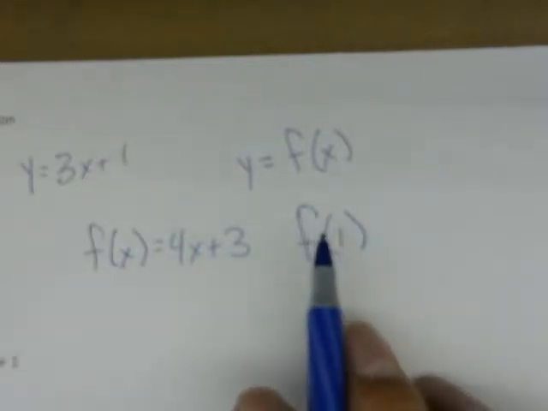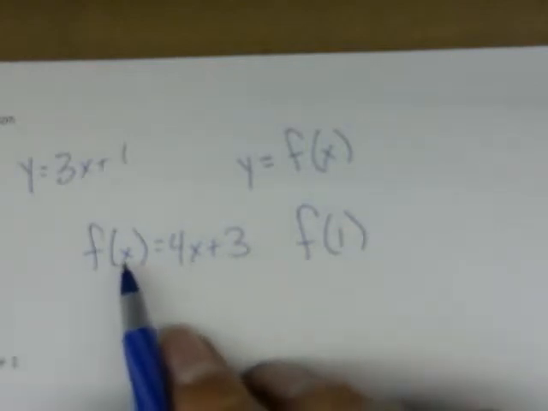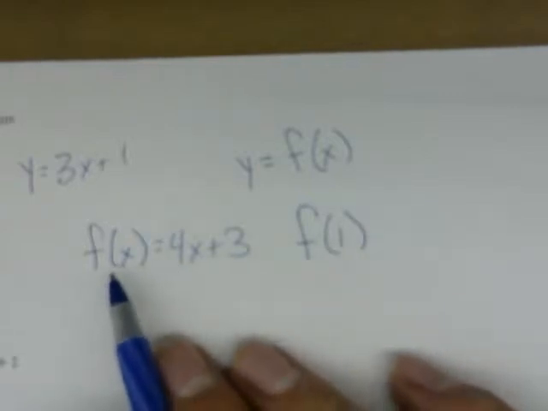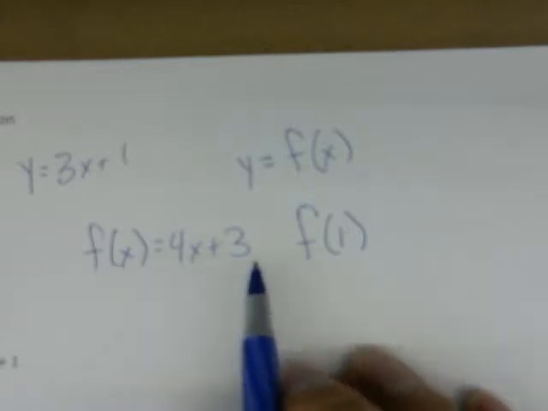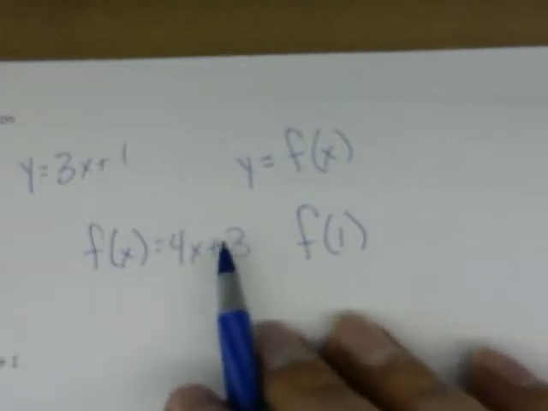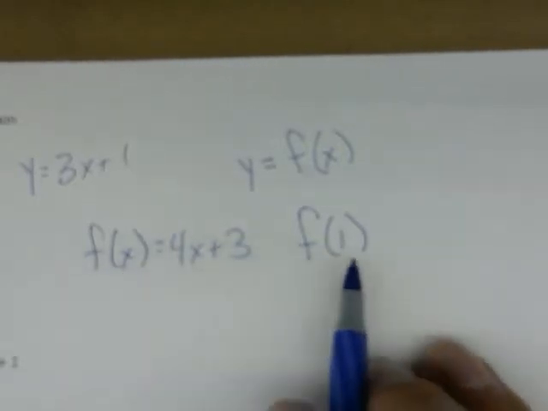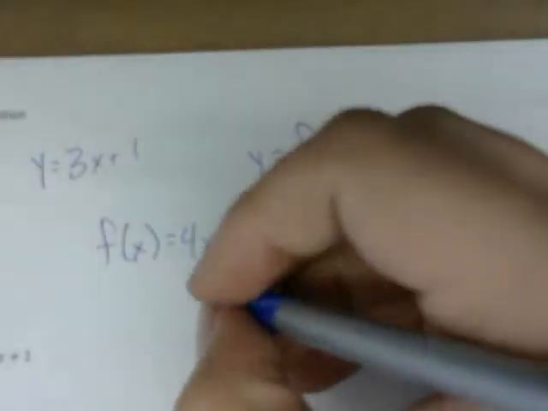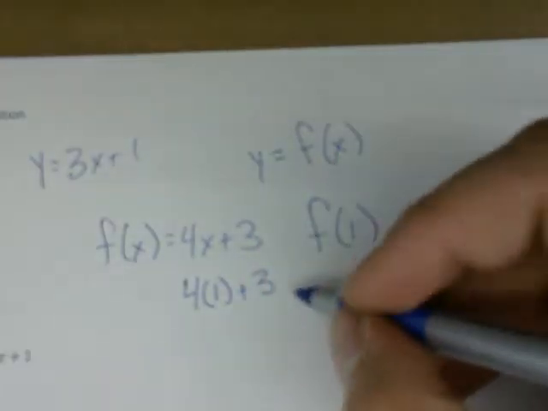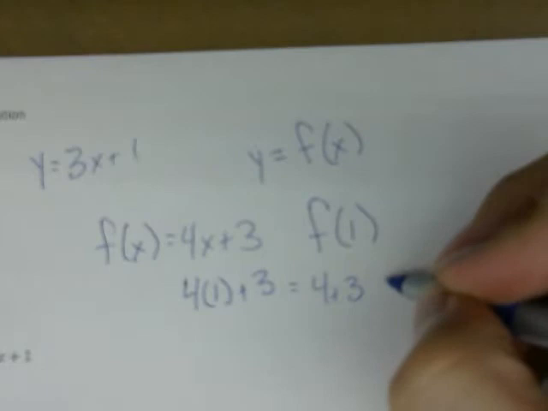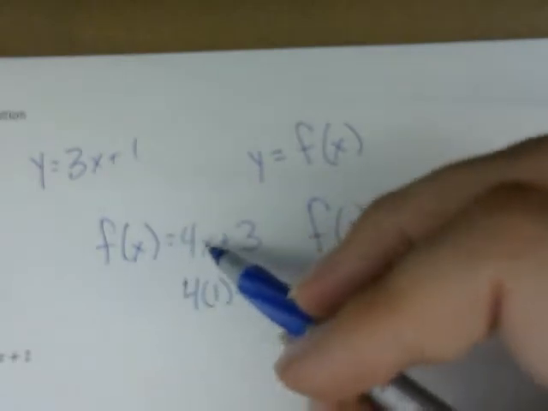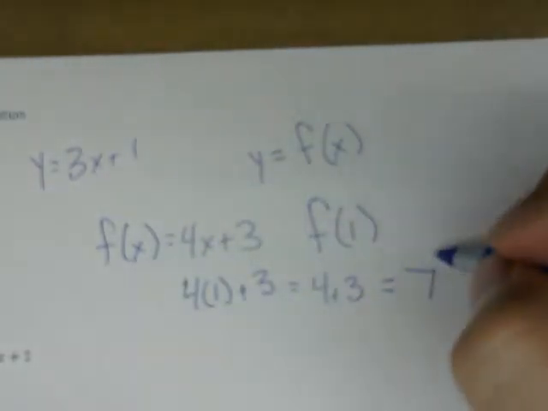Notice, what's the difference between this and this? If you said that this one has an x and this one has a 1, you'd be right. So essentially what you're trying to do is replace all your x's with 1's. So when it says something like this, you have 4x plus 3 right here. Since it says replace all your x's with 1, we're going to take this 4x, replace the x with 1, and add 3 to it. That gives us 4 plus 3, which equals 7. So f of 1, if f of x equals 4x plus 3, would equal 7.